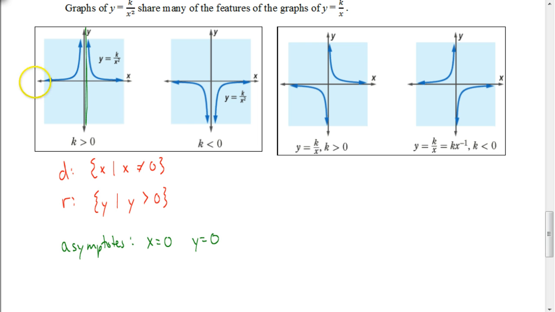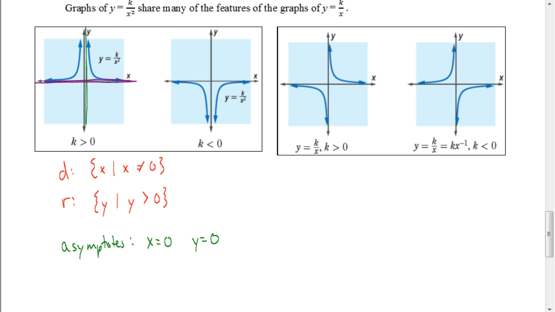Same thing with our horizontal asymptote would be y equals 0. Y equals 0 is a horizontal line going through the point where y is 0. Both lines get really close to that line without ever actually touching it. And recall the asymptotes for the hyperbolas that we talked about in the previous video had the same asymptotes, x equals 0 and y equals 0.